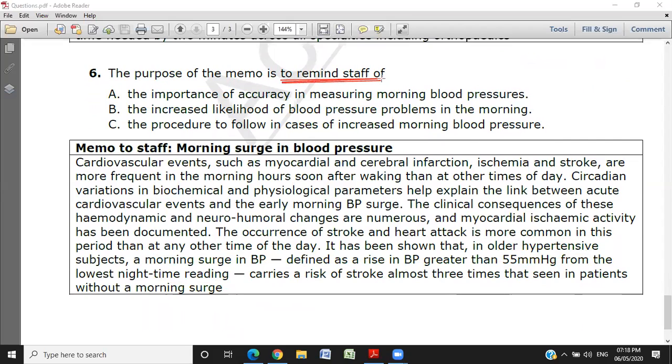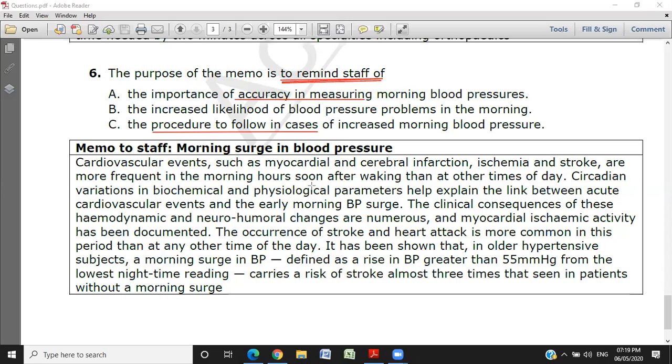So Dr. Kathan, can you explain to us what answer you have selected and why? Yes, ma'am. I have selected option B, because I have ruled out option A because there is nothing mentioned about accurate measurement of blood pressure. Nothing is mentioned about measuring, that they should accurately measure. And also there is nothing mentioned about the procedure they have to follow in case of increased morning blood pressure.